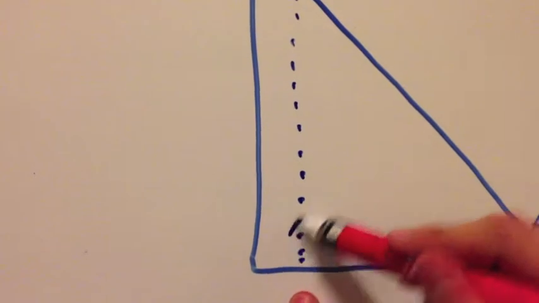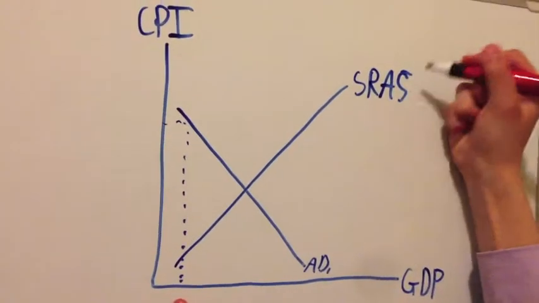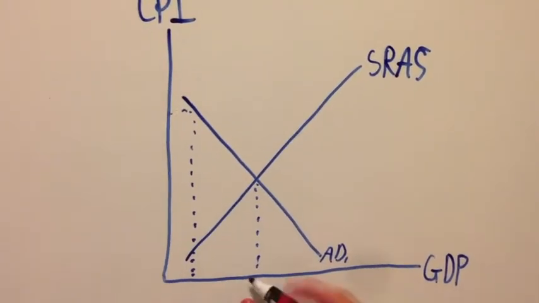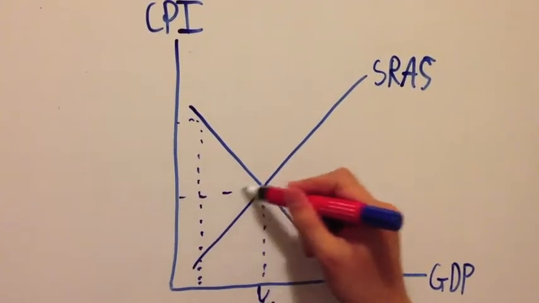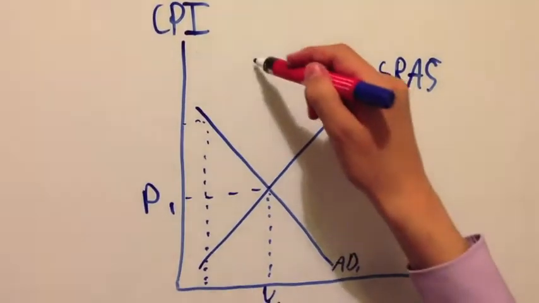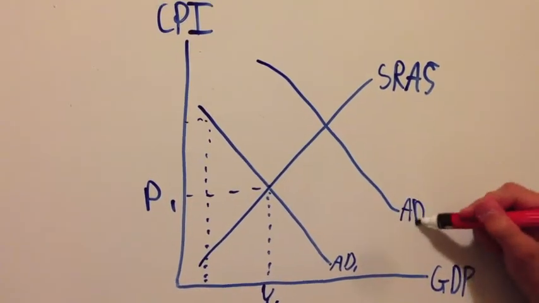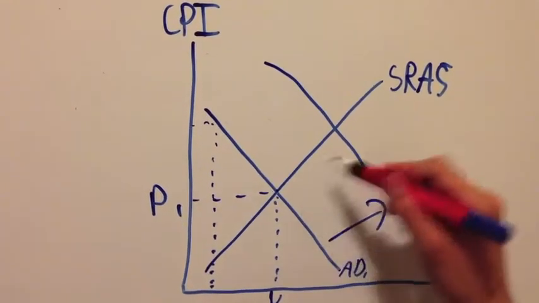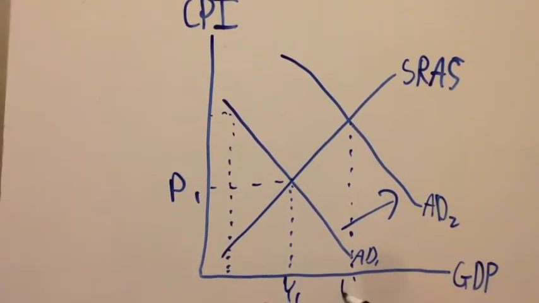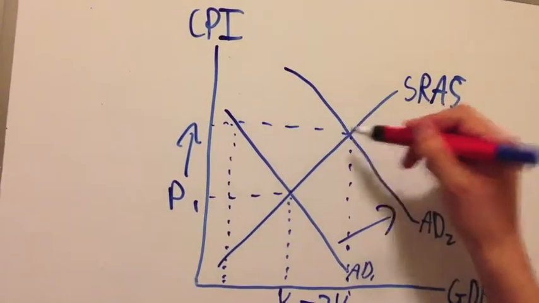For this example, we'll use an arbitrary short-run aggregate supply. So this is our current equilibrium. We have GDP at Y1 and we have CPI at P1. If aggregate demand were to increase, say from a decrease in taxes or an increase in government expenditure, then we would see a rise in GDP. However, we would also see a rise in the average price level.